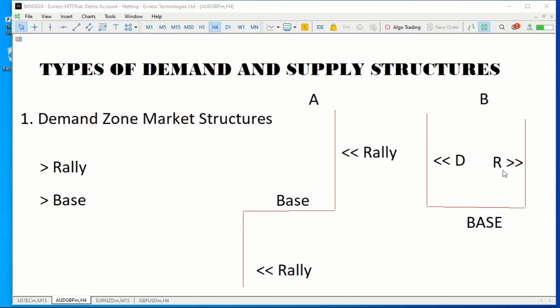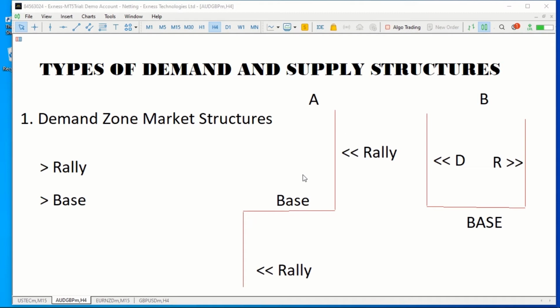So in short, this type of market is technically called drop base rally, meaning the market makes a swing low, consolidates, then makes a swing high. There are two zones where demand could be located. In the first case study, demand is located at the middle of the trend. As you see, rally, base, rally. So in other words, uptrend, demand, uptrend.